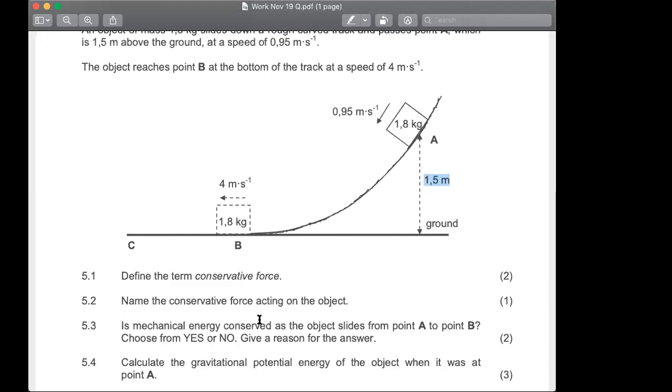5.3: Is mechanical energy conserved as the object slides from A to point B? Choose from yes or no and give a reason for your answer. The answer will be no. Why will the answer be no? Because of friction, right? Energy is transferred to other forms of energy in this case. So the answer will be no. There is a frictional force acting on the system. That will be the answer that we use.